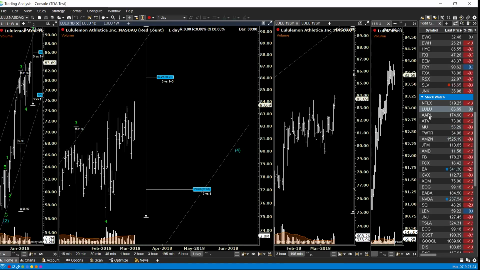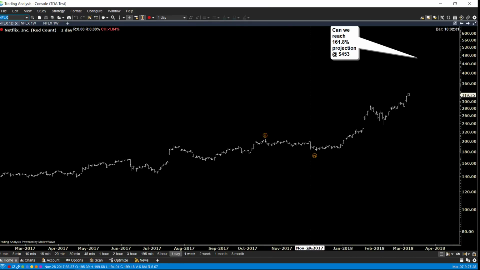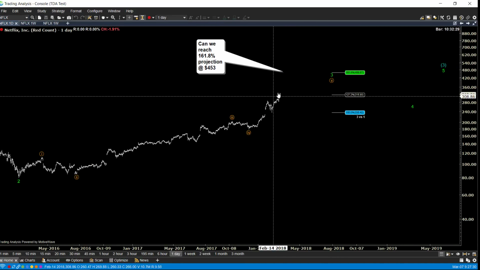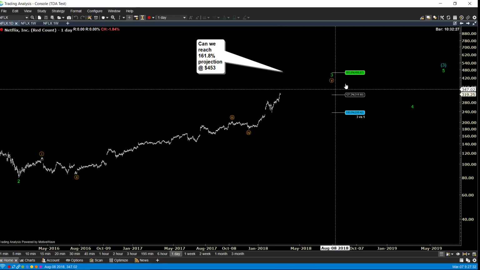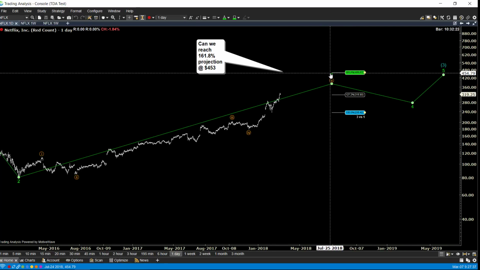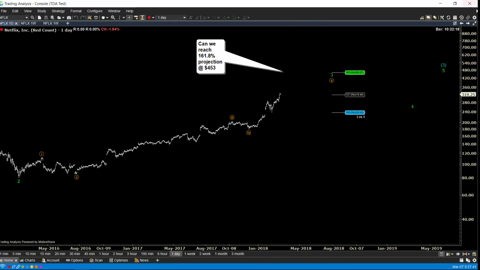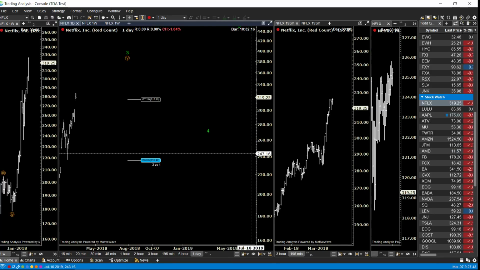Lulu looks good. Netflix is just ripping. It won't let you out, won't let you in, and just continues to make new highs. I think a Fibonacci projection in wave 3 is going to be at 458 as we trade 319. So I'm just looking for some kind of entry in this trade. It just won't go away.